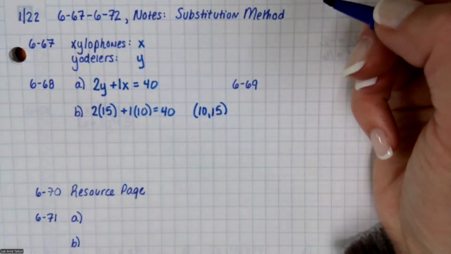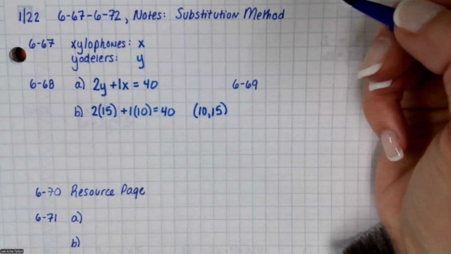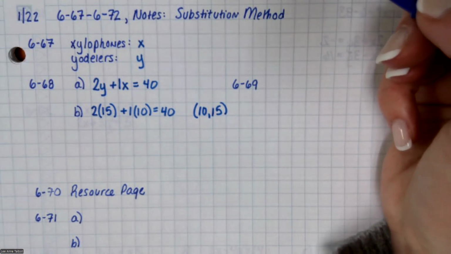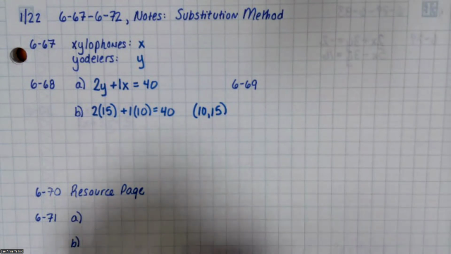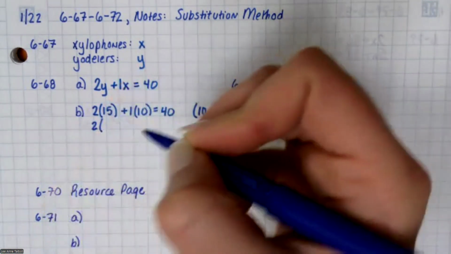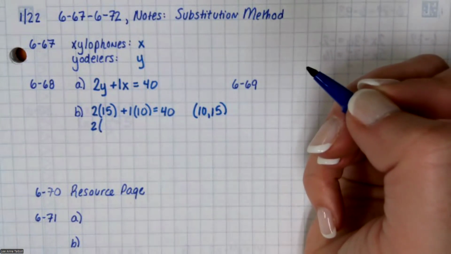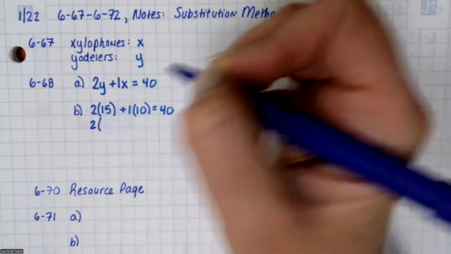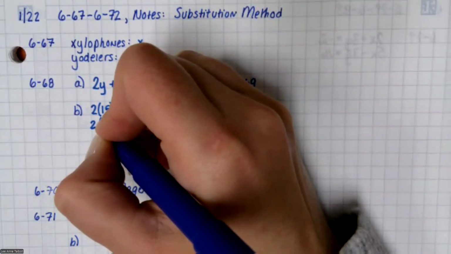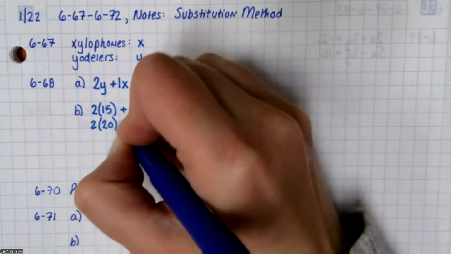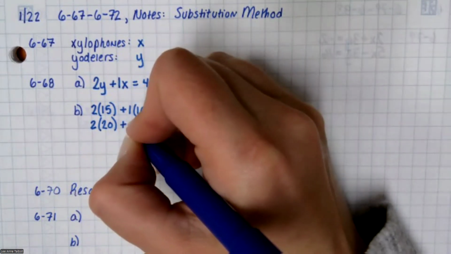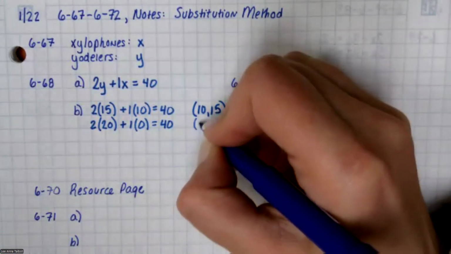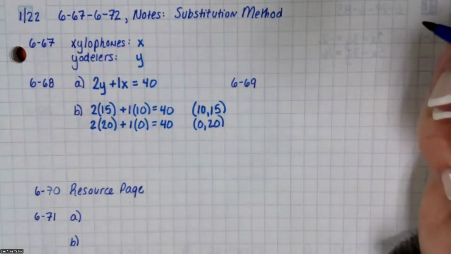Okay, give me another one that will work. Yes. Y 20, X 20, wait no, Y 20, X 0. Yeah, right? That'll work. I was hoping somebody would say that one. So 2 times 20 plus 1 times 0. That definitely works. And that's the coordinate 0, 20.